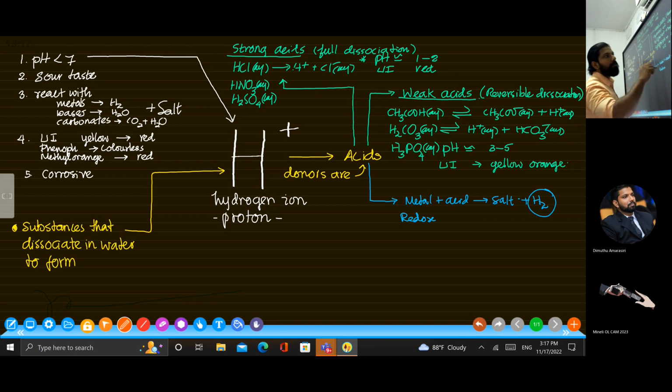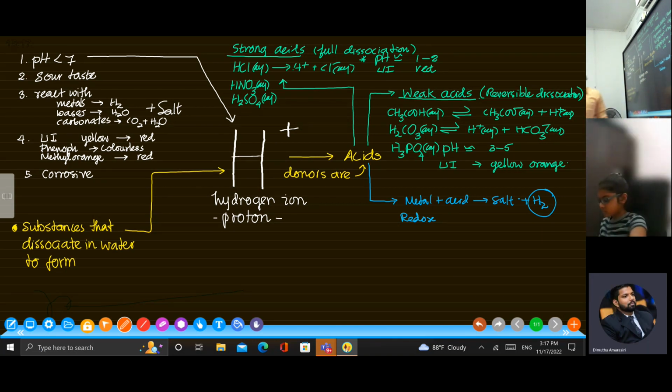Because hydrogen was +1 in the acid, it turns into hydrogen gas. This is a redox reaction. This is a displacement reaction. For redox displacement reactions, when I show this page, you should remember that reactivity matters.